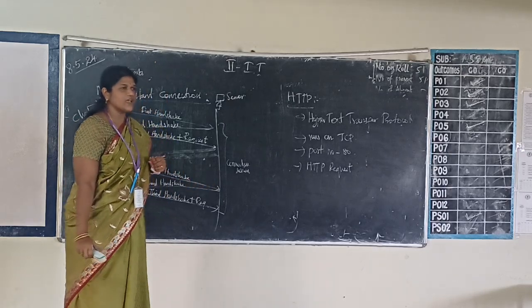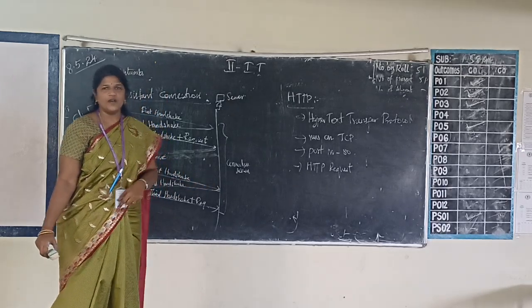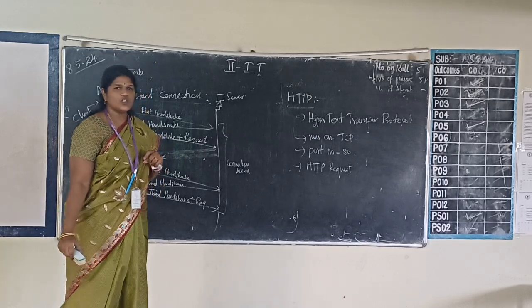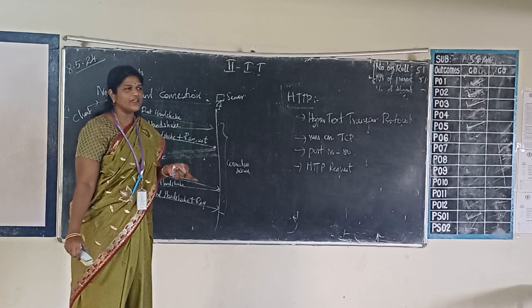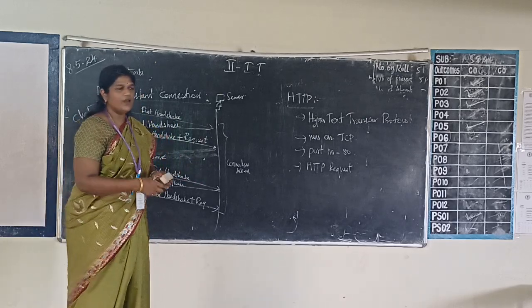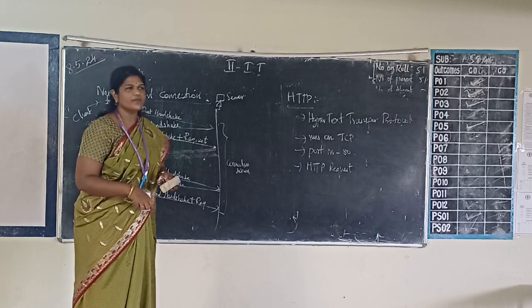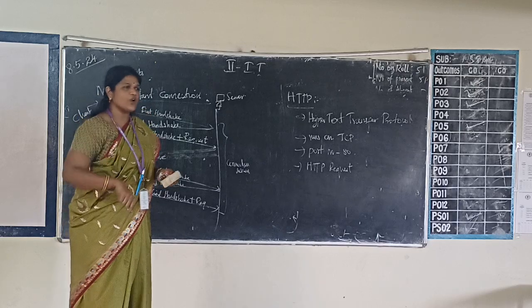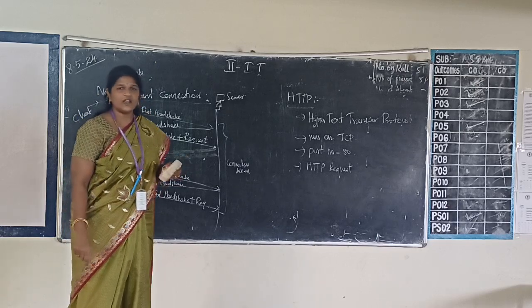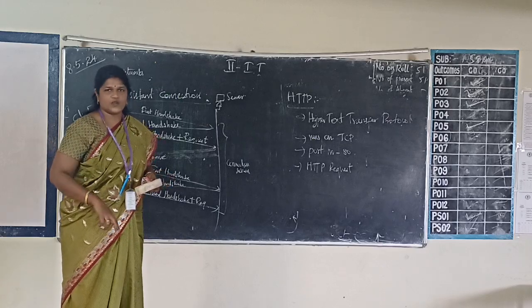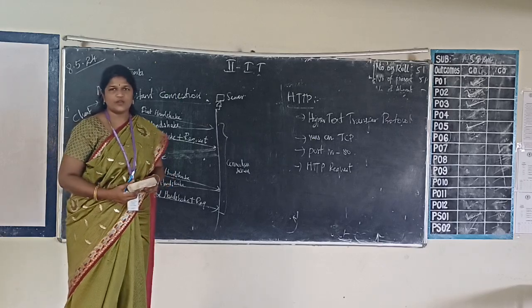Client wants to access a page from a server, and that page has a link. Whenever I click the link, it redirects to another page. This means I request a page from the server, the server responds with the page, and the page again has a link. When you click again, it connects to the server and gets the response. Consider this scenario.